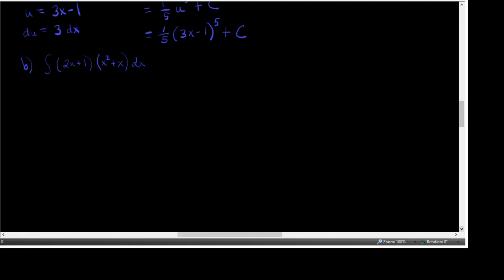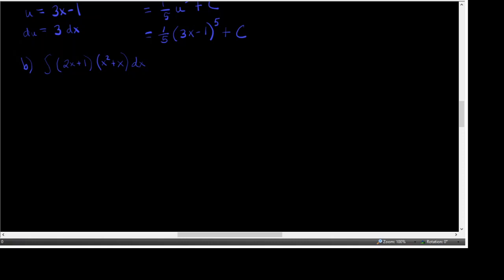So in this problem, you actually have a couple of options. You could do the simplification by multiplying those two polynomials and then finding the antiderivative. Nothing wrong with that. And you could do that for sure. But I want to use u substitution just as practice.